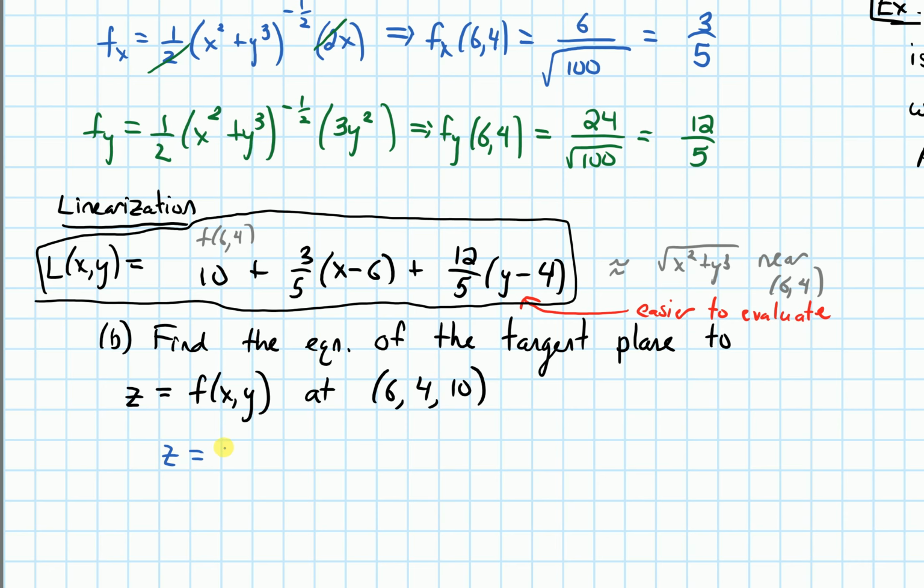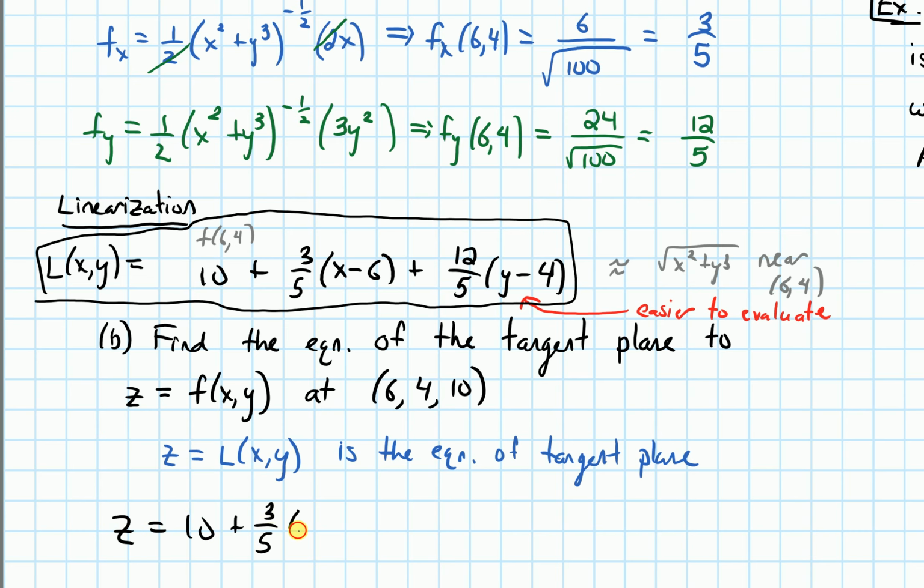The tangent plane is z equals L of x comma y. What I mean by that is take this formula that we just got for the linearization and set it equal to z. And that's my tangent plane. This is the equation of the tangent plane in general. Okay, so all I have to do is just change L of x comma y to z. And we get z equals 10 plus 3/5 times x minus 6 plus 12/5 times y minus 4. And that's the equation of our tangent plane.